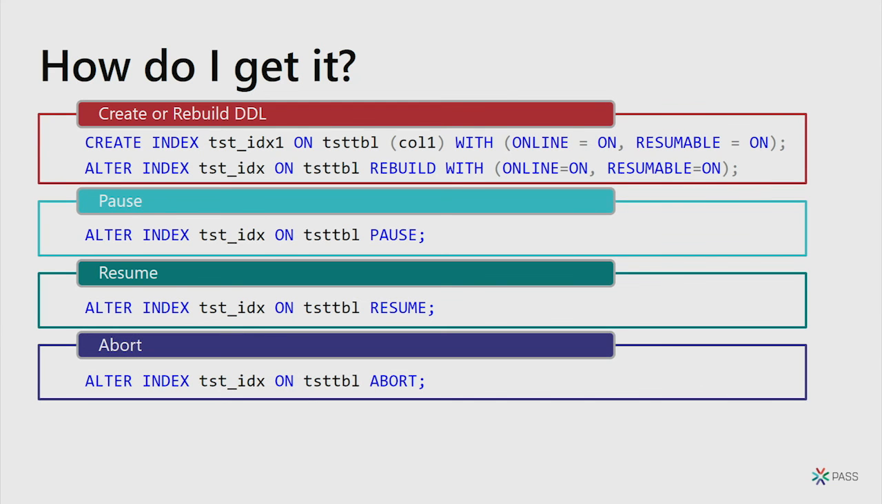And then abort. Okay, so keep in mind, if you pause an index operation, those dual structures are there and will remain there until either you resume and the operation completes or until you abort. Okay, so if you don't want that overhead hanging around, you need to abort. Yeah?